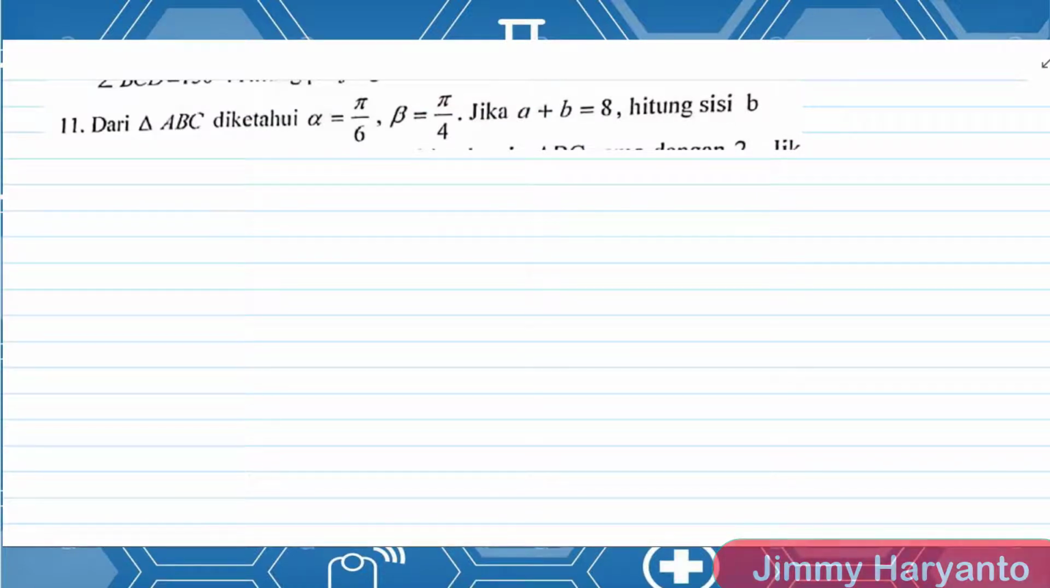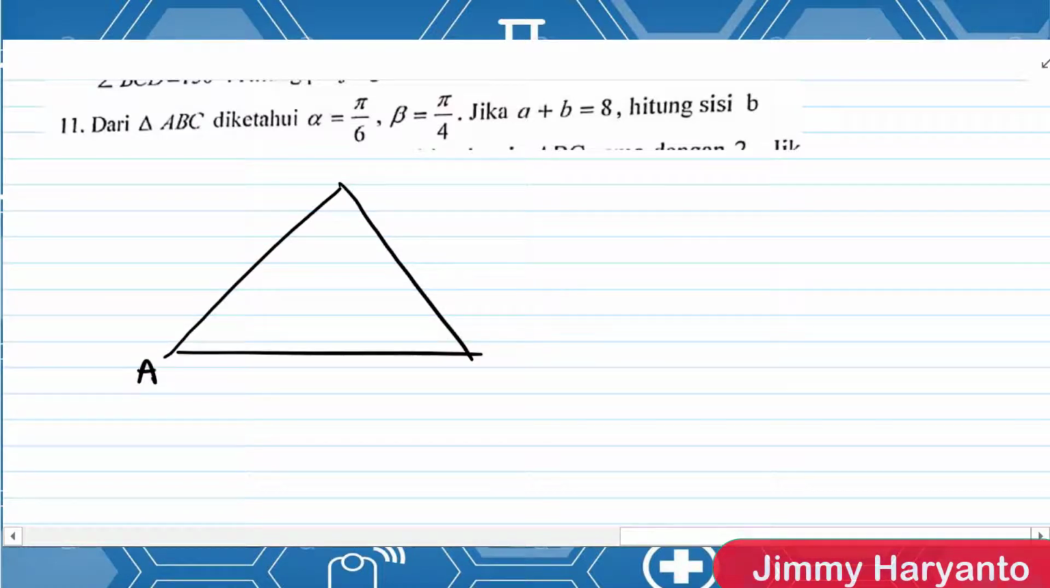Okay, let's continue to number 11. For number 11 we have triangle ABC. This should be angle A, and this should be angle B. For angle A, pi over 6 is 30 degrees, and pi over 4 is 45 degrees. You have to convert the pi into degrees, so just make pi into 180 degrees.